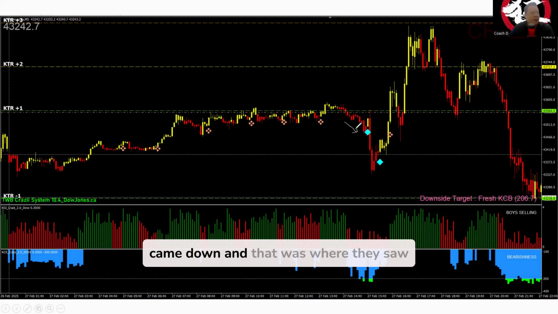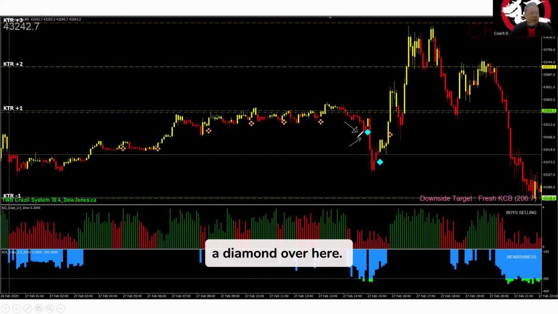Then the market came down, and that was when you saw a diamond over here. This is where you place a line at the closing. Okay, and you can see very clearly that the market did a reverse diamond strategy. Boom, it came back down all the way.